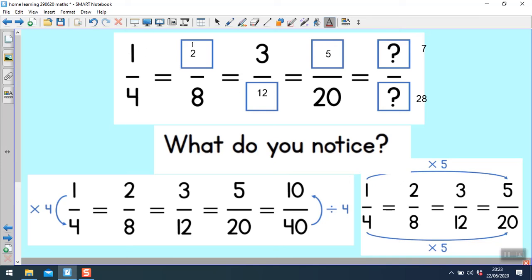1 multiplied by 2 is 2. 4 multiplied by 2 is 8. 1 multiplied by 3 is 3. 4 multiplied by 3 is 12. So there's patterns going from the numerator to the denominator, but whatever you multiply the numerator by, you've got to also multiply the denominator by. So there's 2 different patterns.